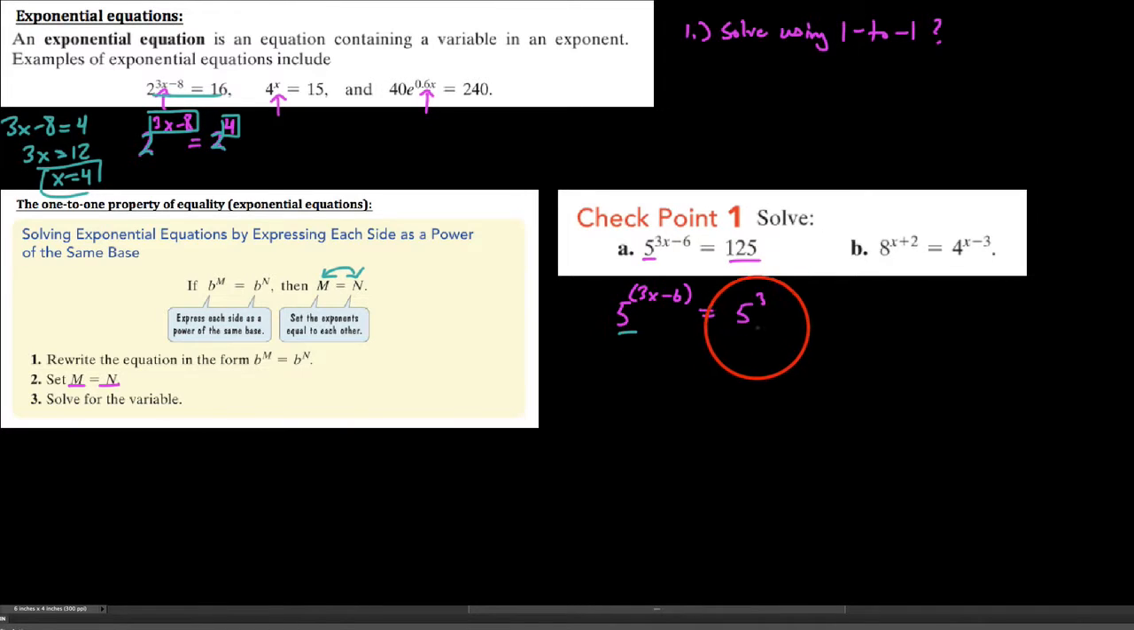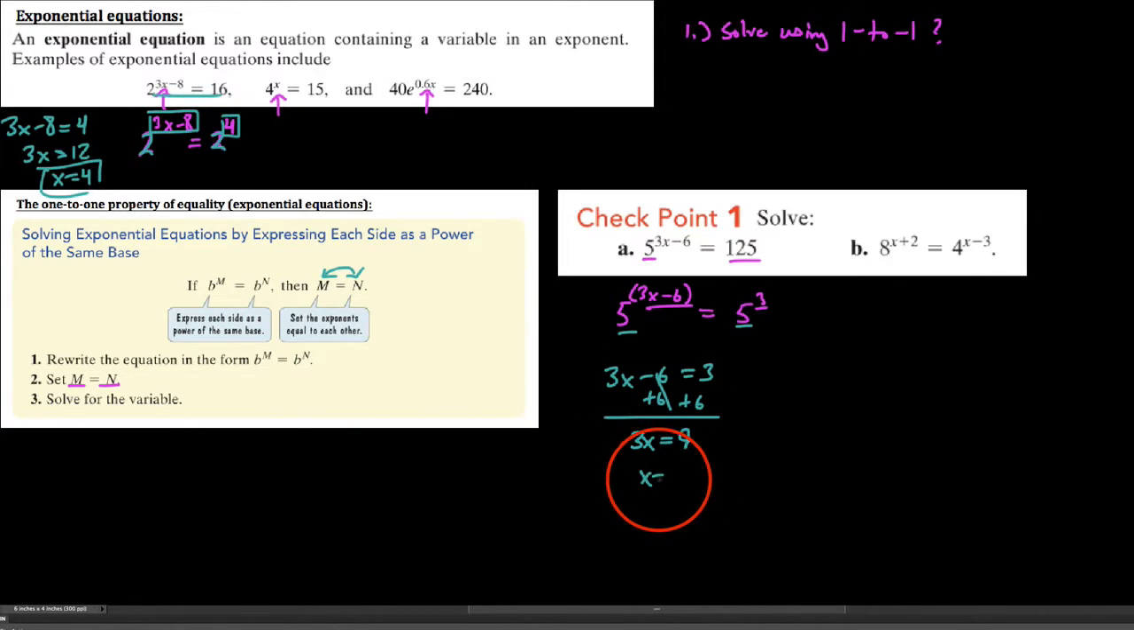And so because of our one-to-one property, we have two bases that are equal to each other, then our exponents are equal. So we'd say 3x minus 6 equals 3. And that's just what we've done right here in the second step. Set the exponents equal to each other. So adding the 6 to both sides here, certainly get a 9 on the right side, so 3x equals 9. And dividing everything by 3, we get x is 3.